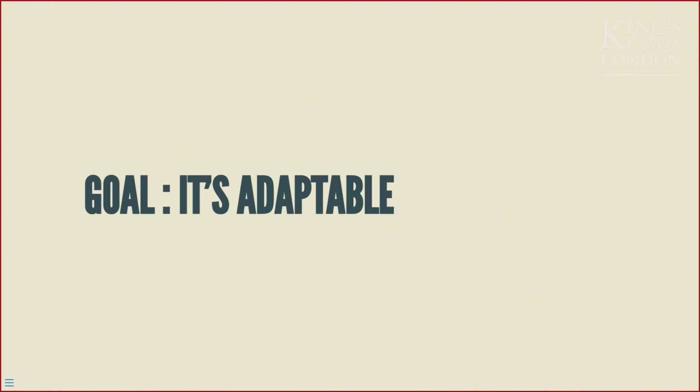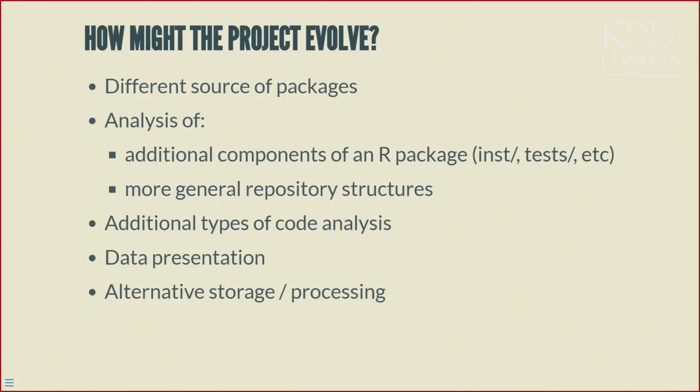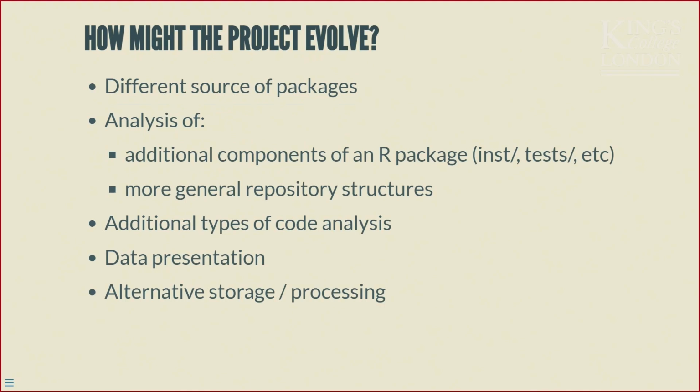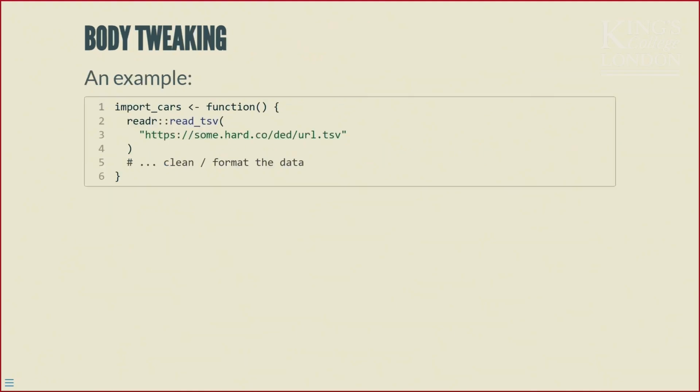The third goal was that it's adaptable. So if I wanted to change some aspect of this project, if I wanted to analyze the packages related to time series analysis or something like that, what would I need to change in the project to make that work? And there's lots of things. And so how do you write your code so that it's adaptable? There's a few different ways that you can do this, right?